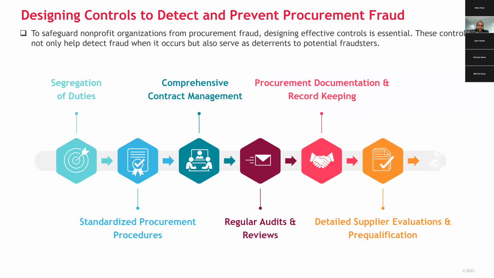Now let's look at how you can design controls to detect and prevent procurement fraud. You need to have a general guide on methods for designing controls that can detect and prevent any types of procurement fraud that you may face in your organization. The first one is segregation of duties that we've talked about. Basically, this is ensuring that no single individual has control over all aspects of the procurement process, thereby reducing the risk of unauthorized actions.